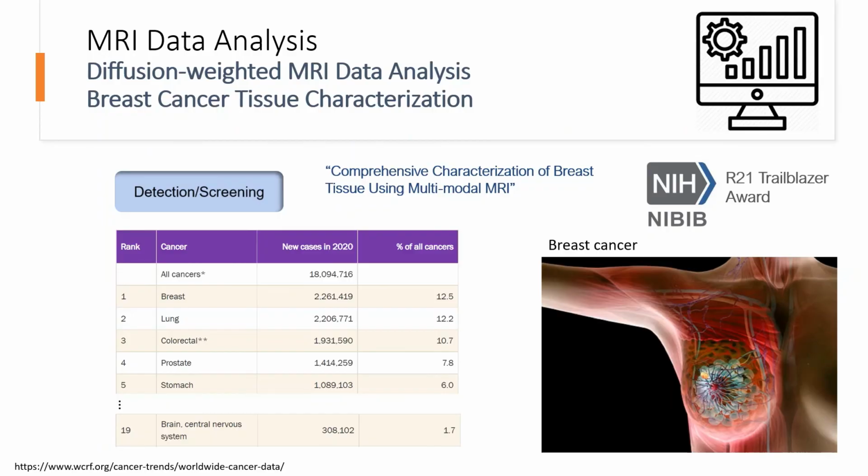Most recently, we have directed our efforts into developing advanced diffusion-weighted imaging techniques for tissue characterization, breast cancer, and also predicting tumor response to chemotherapy, which is a study that is currently funded by NIH.